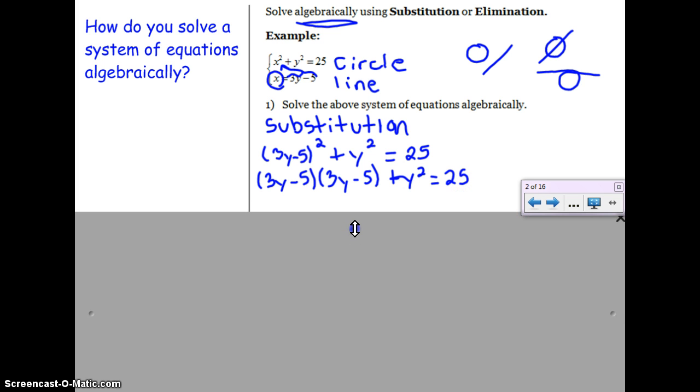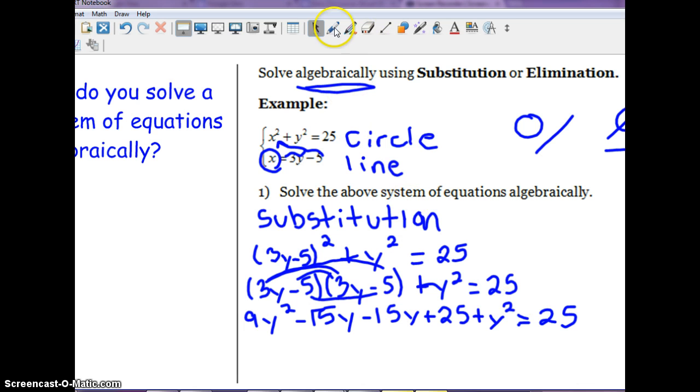I'm going to continue. I'm going to FOIL. So I'm going to take 3y times 3y, and I'm going to get 9y squared. 3y times negative 5 gives me negative 15y. Negative 5 times 3y, again another negative 15y. And then negative 5 times negative 5 makes positive 25. I bring down this y squared, and then I bring down equals 25.